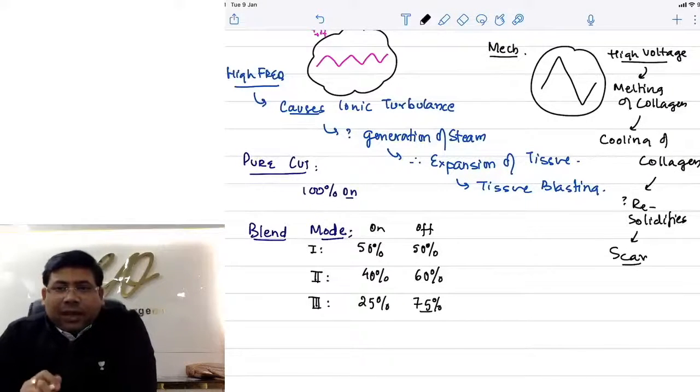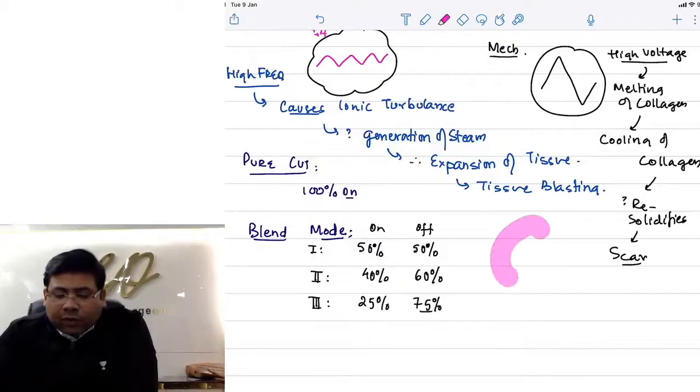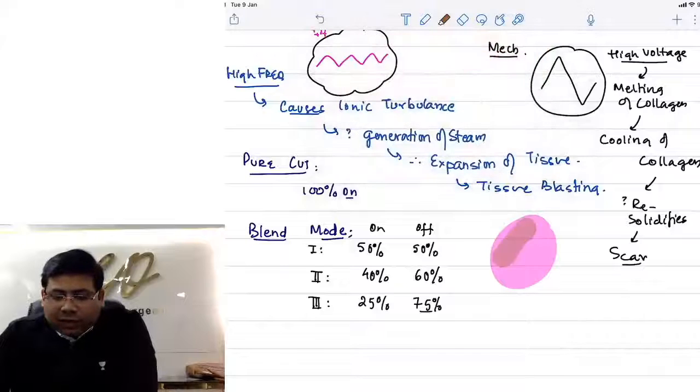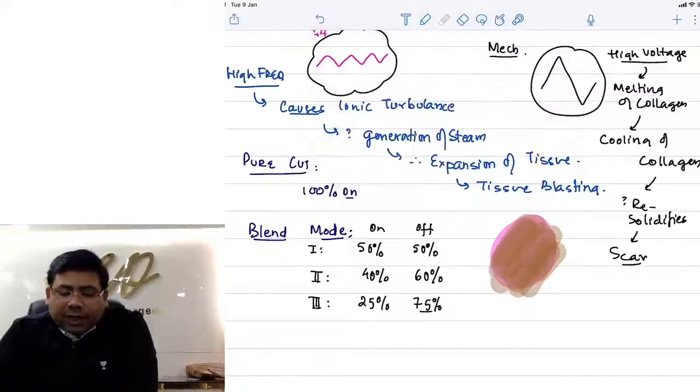Now this is a big mistake that many people make. When you heat a tissue, the pink color of the tissue changes to what? Hash brown in color. If you keep on heating it again and again, there are some people who say, yes, blend mode is also used to cut. Yes, it's a cutting mode, but it is safer.